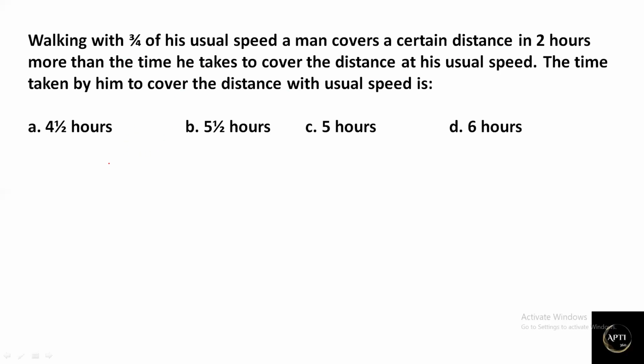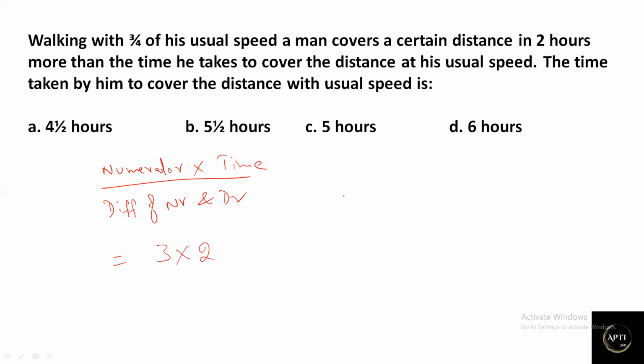Now, numerator. What is the shortcut? Numerator into time given divided by the difference of numerator and denominator, correct? So what's the numerator in the given fraction? 3 into what's the time given? 2 hours. Very, very important. If you take 2 directly, you will get the answer in hours only, divided by the difference between numerator and denominator, 4 and 3, which is 1. So the answer is 6 hours. That's it. So option D is correct.